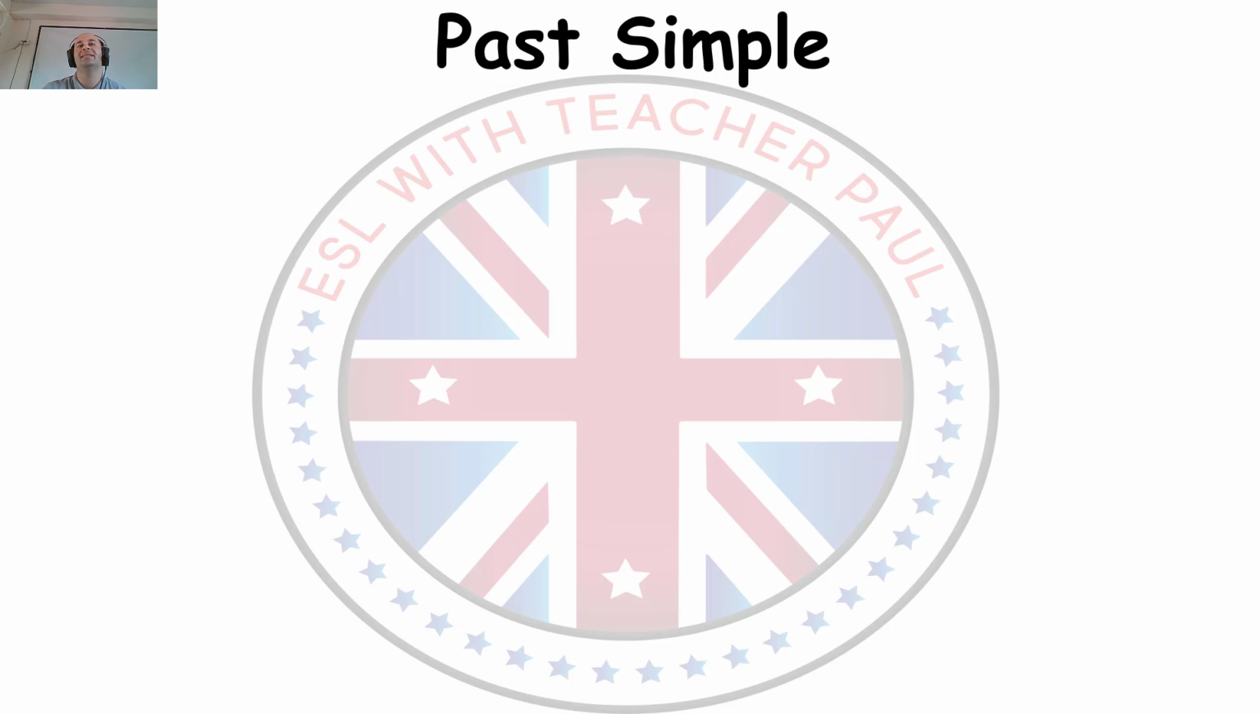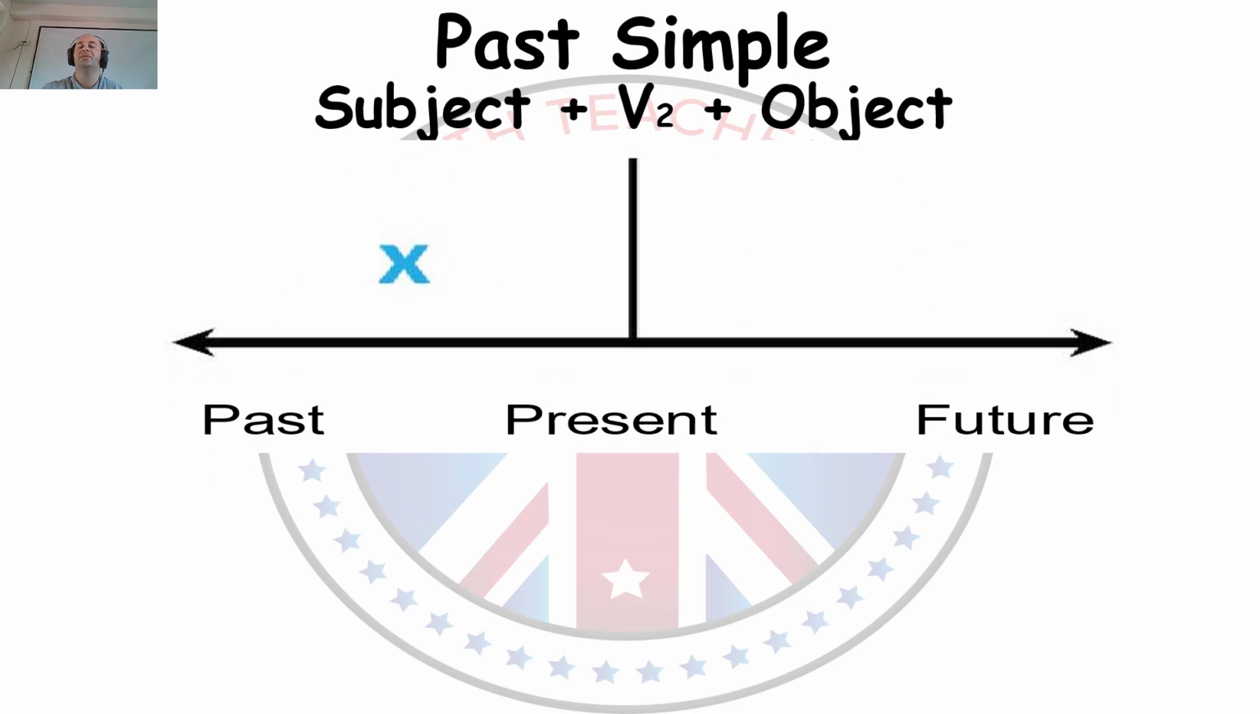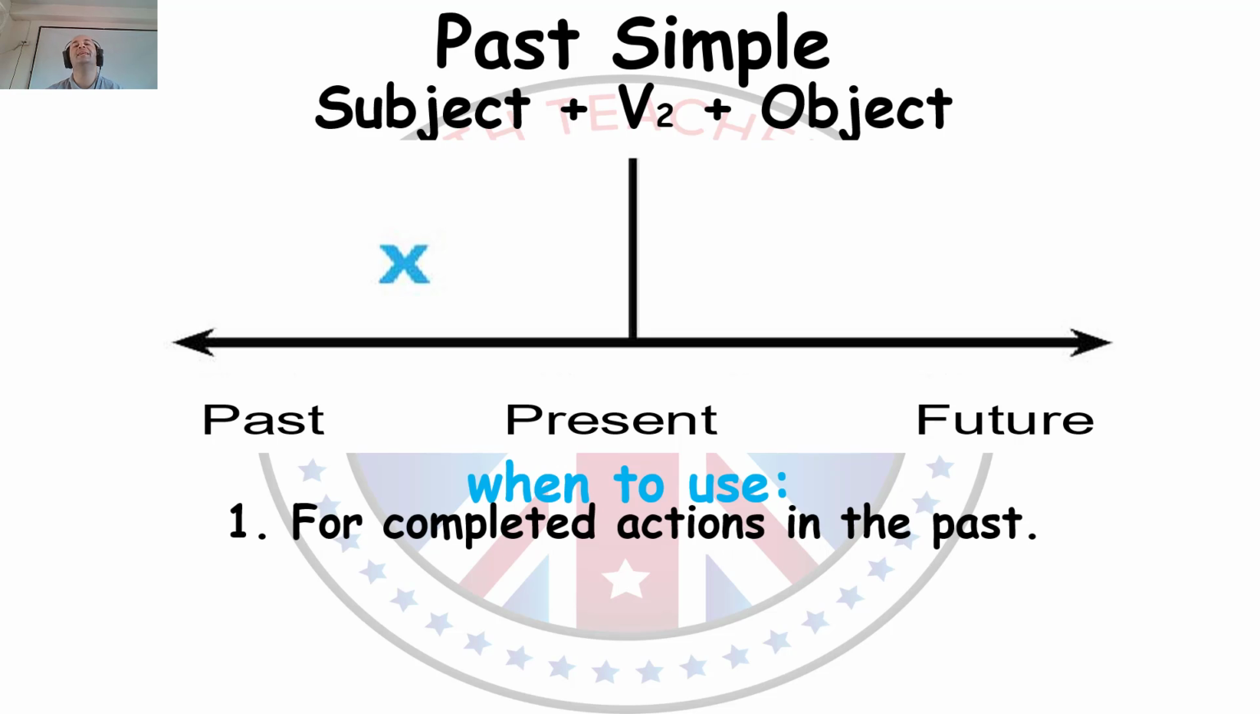Next one, past simple. This one, we're using past tense now. We're using the verb 2. Subject with verb 2 and an object. So this is an event that is not happening now, not at the moment. It happened in the past, okay? Maybe yesterday, last year, okay? And when we would use it. Okay, so it is for a completed action in the past. Something you did but is now finished, okay? And it happened, it's done, it's over, okay?